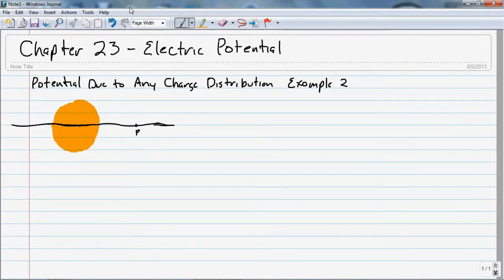Our last example is going to look at a disk that has a charge distribution evenly distributed, and we want to find the potential at point P due to this disk. So the differential area is going to be a concentric circle in this disk.